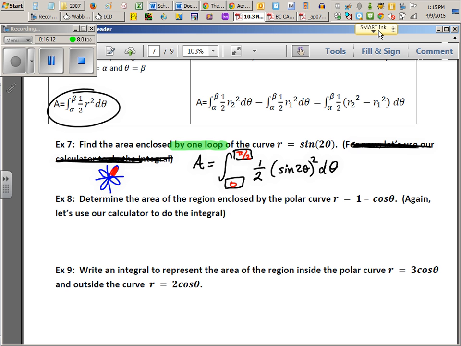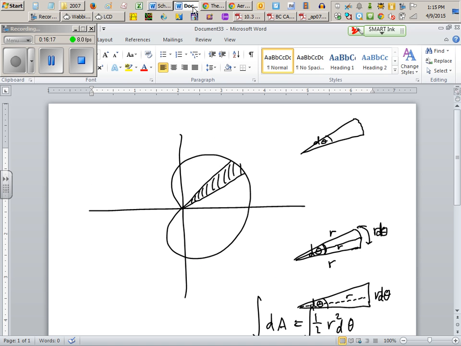Good question. Okay. So I need a separate piece of paper for this integral. It's kind of a pain.